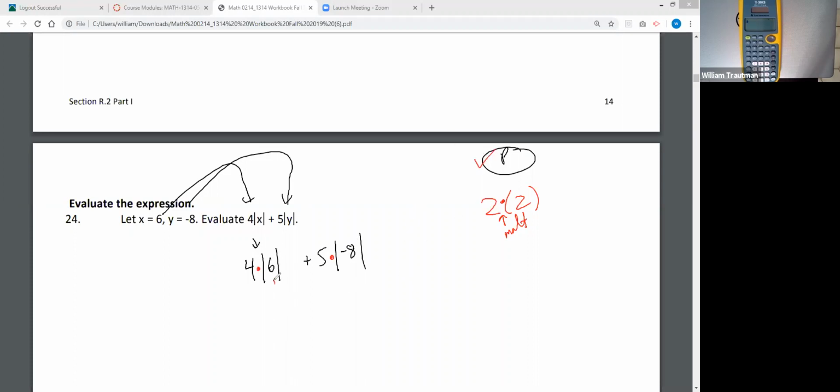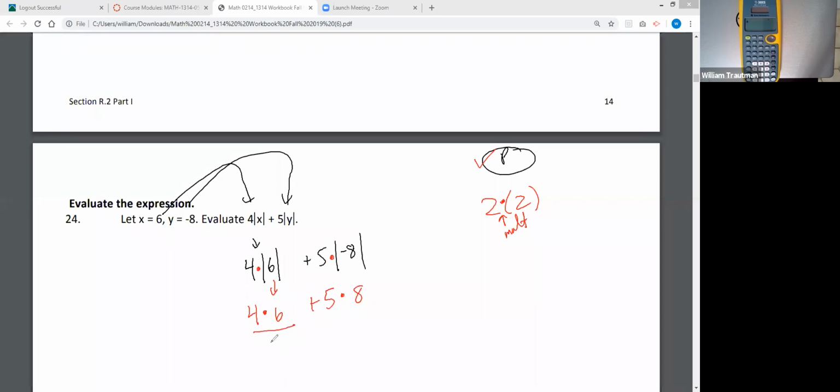So the absolute value of 6 is 6. Then we bring down the 4. The absolute value of -8 is 8. So do you see, we do the absolute values first. Now I can plug it in my calculator. 4 times 6 plus 5 times 8. You do the multiplying. You can plug this straight in your calculator.